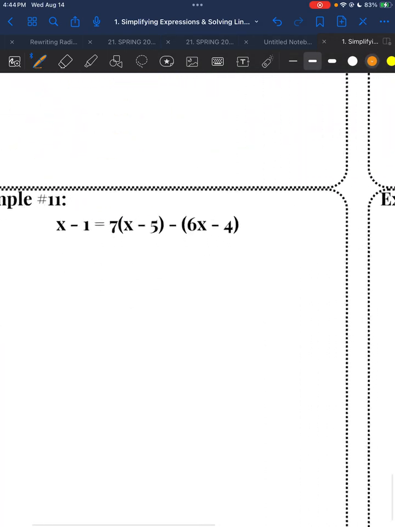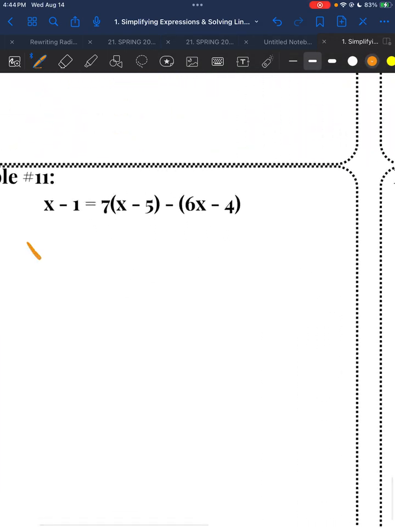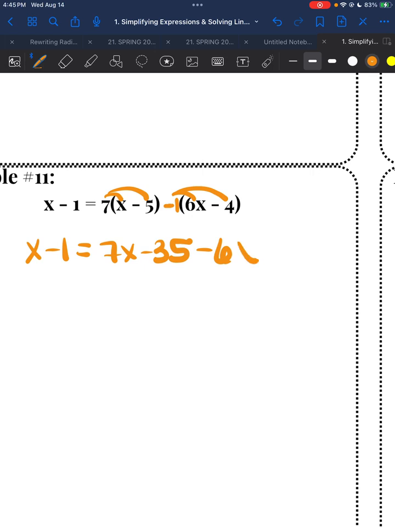Number 11. So I have x minus 1, and then I distribute the 7. So I have 7x minus 35. If you ever see a negative like this, where it's just kind of floating there, that's a negative 1. And you do have to distribute that negative 1. So negative 1 times 6x is negative 6x. Negative 1 times negative 4 is positive 4.